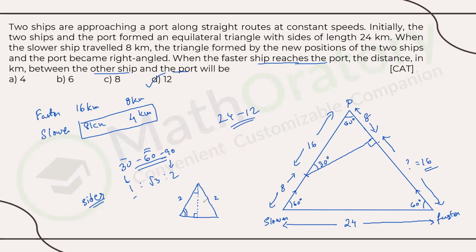This half will be equal to this half, so this will be 1. If this is 2 and this is 1, then the height you can calculate as √(2 squared minus 1 squared), so that is √3. That is the ratio you obtain: opposite to 30, 1; opposite to 90, 2; opposite to 60, √3. So a 30, 60, 90 triangle is nothing but half of an equilateral triangle.